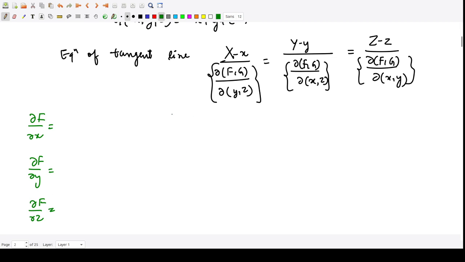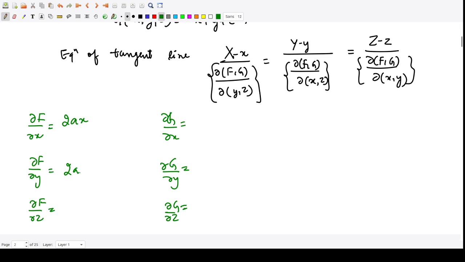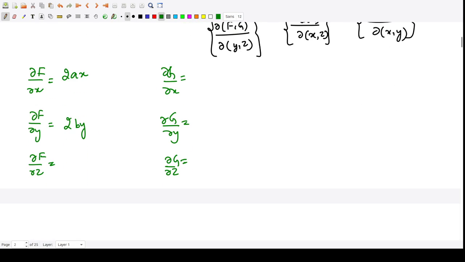And we'll also require del g by del x, del g by del y, and del g by del z. So we'll calculate them. What is f? F is this quantity. So when you differentiate this partially with respect to x, you will have 2ax. When you differentiate it partially with respect to y, you have 2by, right? And when you differentiate it with respect to z, it would be 2cz. So this is the third quantity.